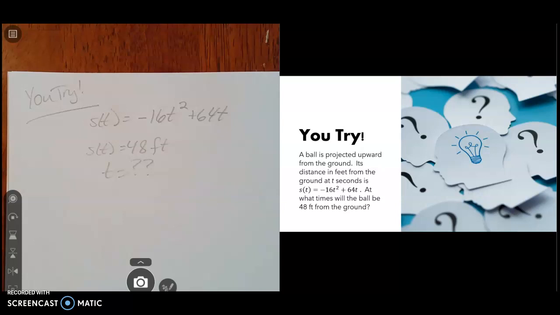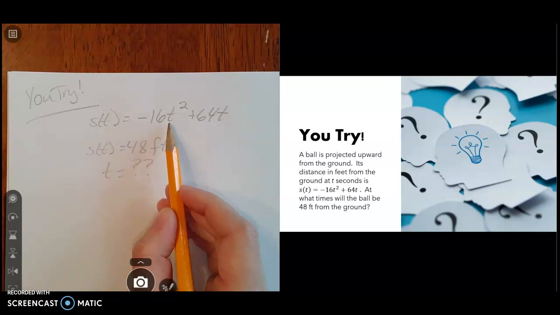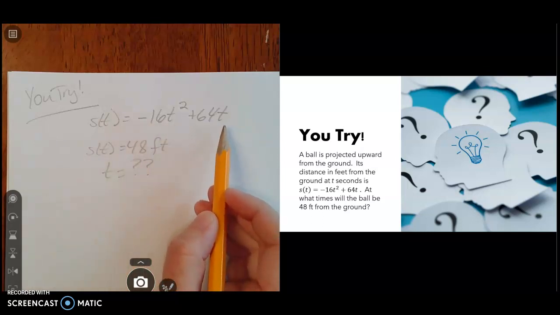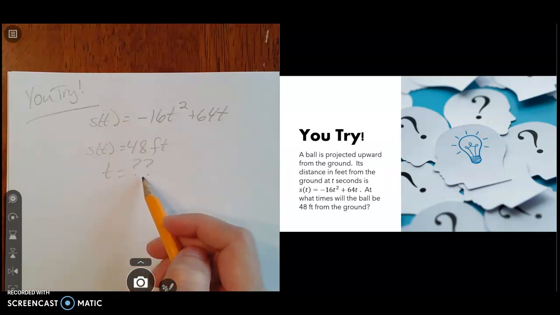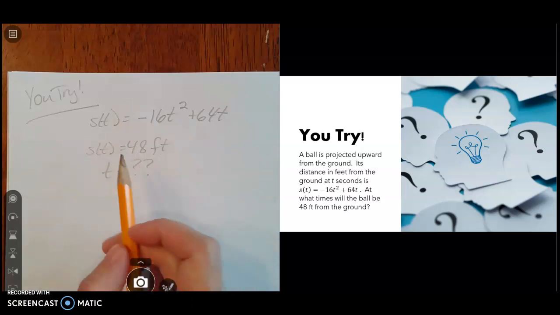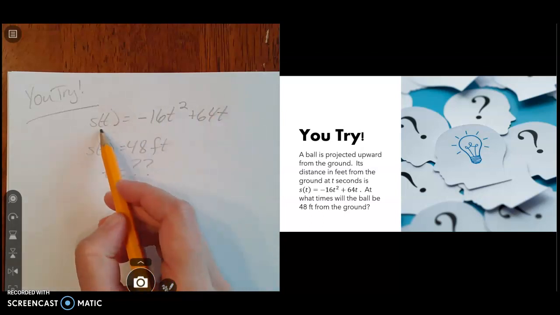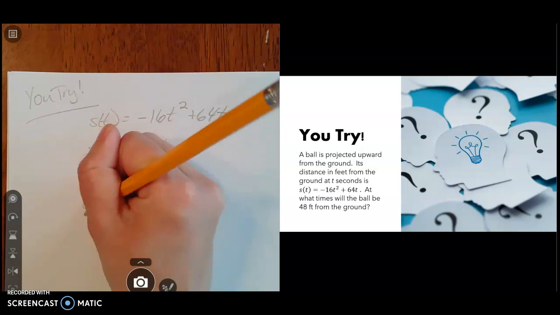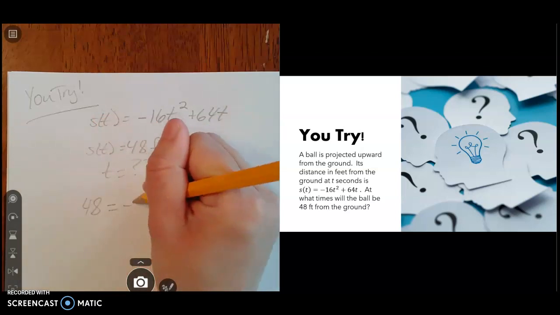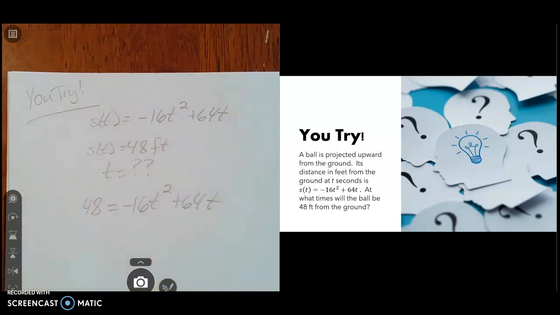You all just finished a U-try where you get to solve a projectile problem. It had the same formula as the one that we just did, so S of t equals negative 16t squared plus 64t. You are solving for time again, and the distance was 48 feet from the ground. So S of t is 48, so when I use this formula, I'm going to put 48 in there for S of t since it's the distance. So 48 equals negative 16t squared plus 64t.